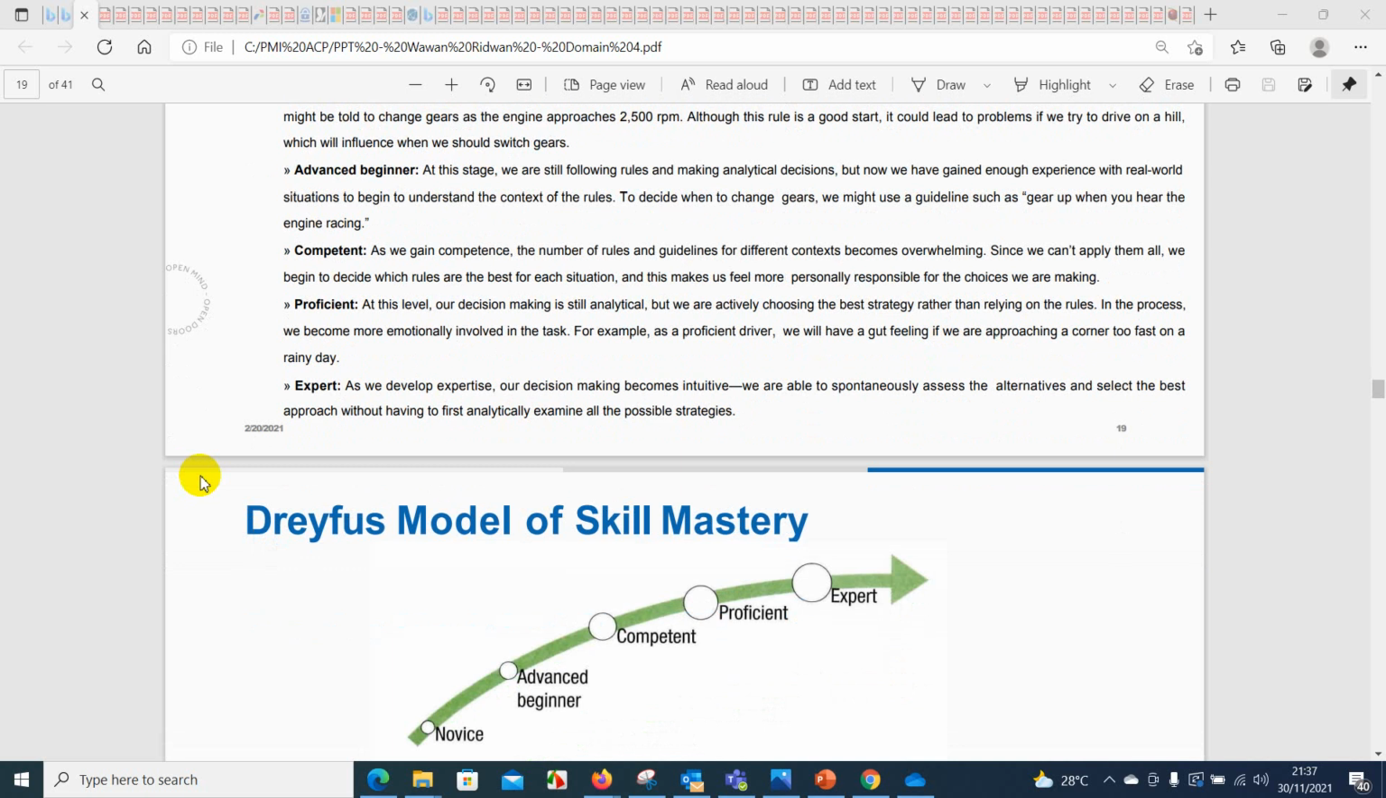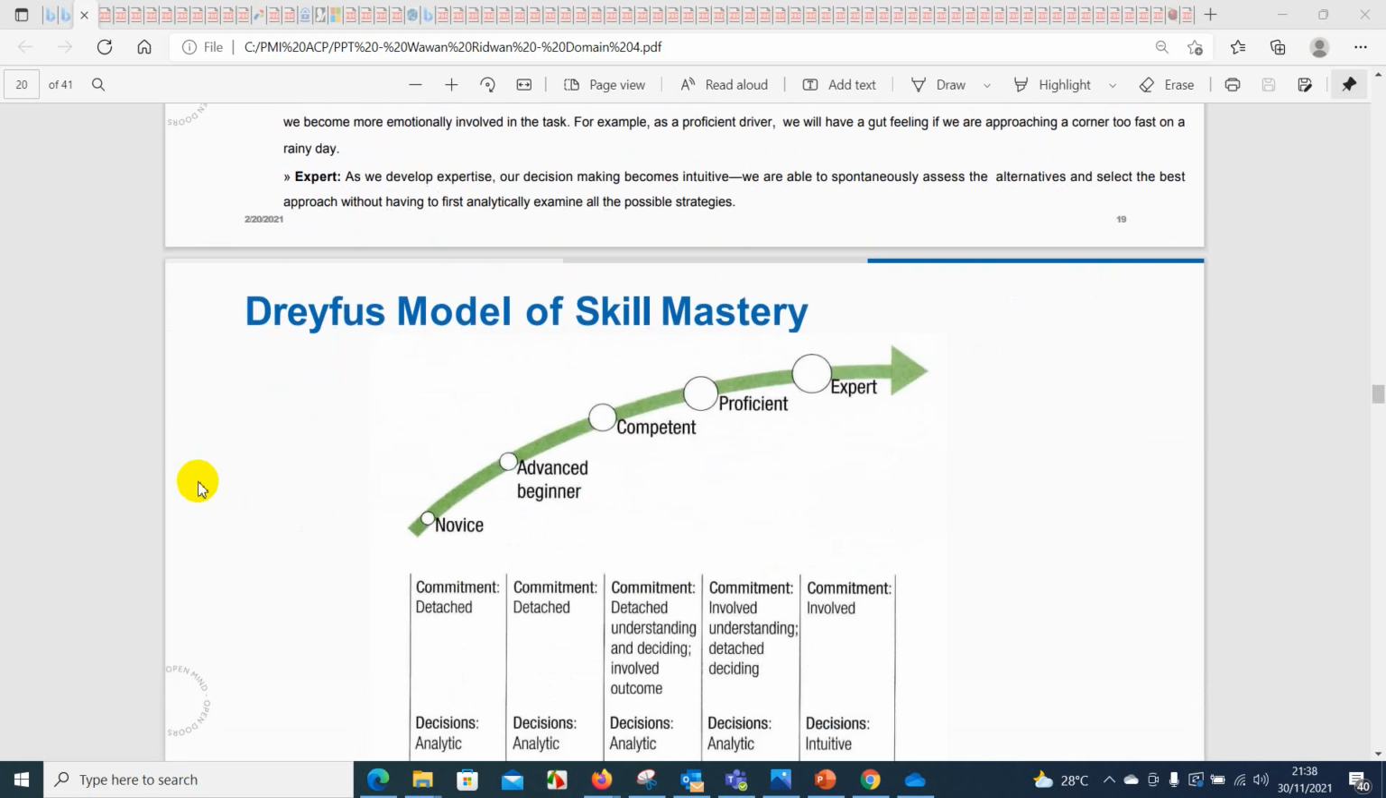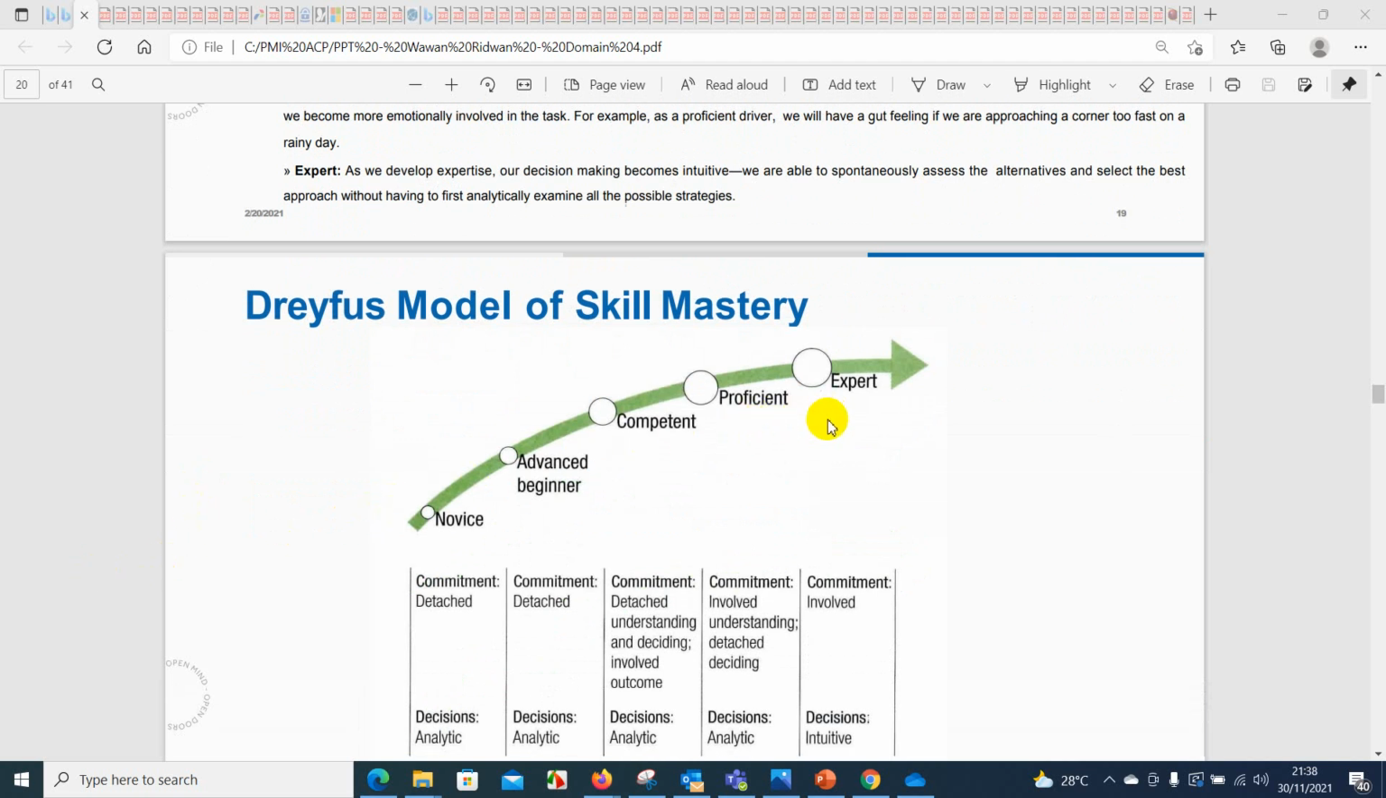Expert. As we develop expertise, our decision making becomes intuitive. We are able to spontaneously assess the alternatives and select the best approach without having to first analytically examine all the possible strategies. Dreyfus model of skill mastery: novice, advanced beginner, competent, proficient, expert.